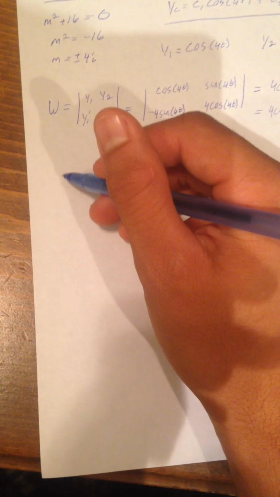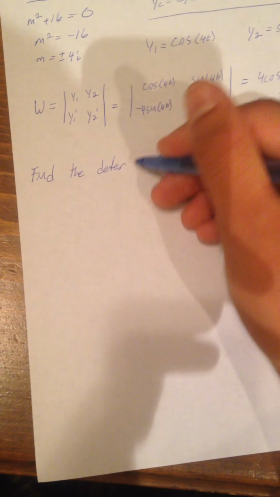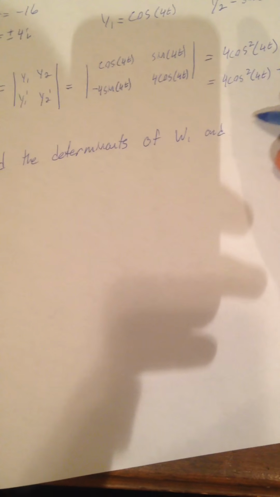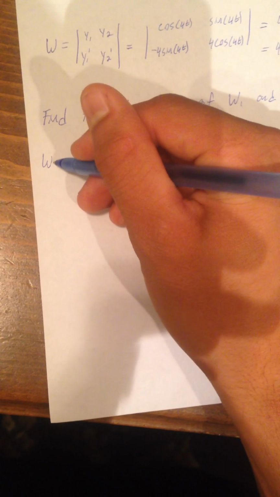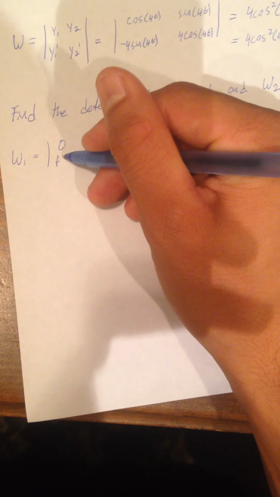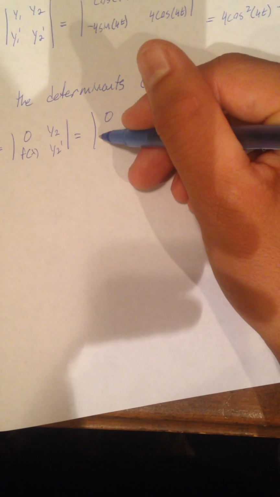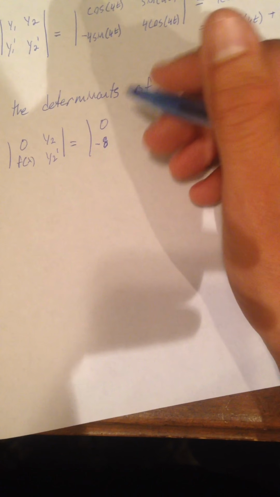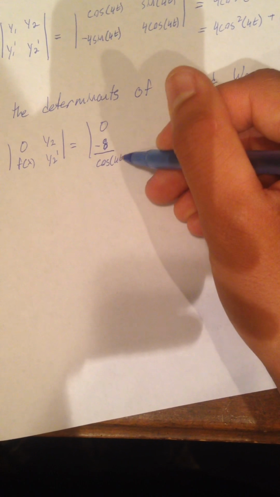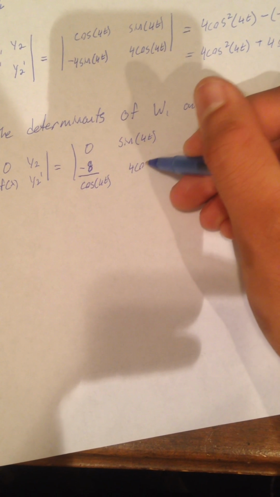So now you're going to want to find the determinant of W1 and W2. For W1 you're going to replace the y1 and y1 prime with 0 in the function of x, and keep the y2 and y2 prime. It's going to equal, and the function, as we saw before, is negative 8 secant of 4t, but I'm going to rewrite it as negative 8 over cosine of 4t, just because it's going to be easier. Sine of 4t, 4 cosine of 4t.